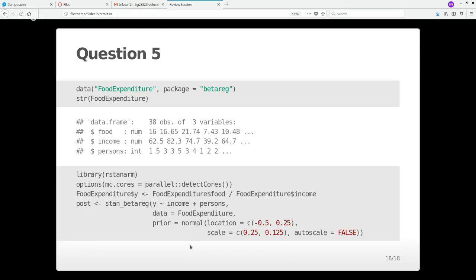posterior distribution of those. So we can easily do stan_betareg to model a proportion, like the proportion of their income people spend on food, as a function of how much income they have, how many people they have in the household, any other predictors like that. And we can specify priors on all sorts of things and get the posterior distribution of the intercept and coefficients and anything else.